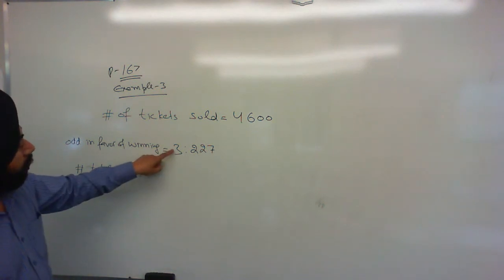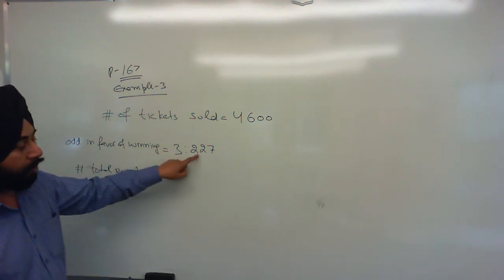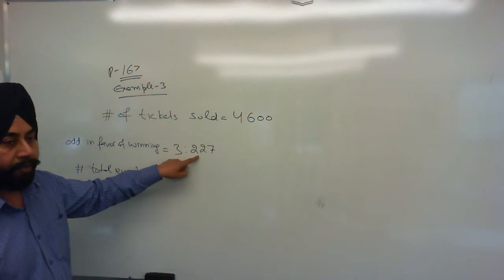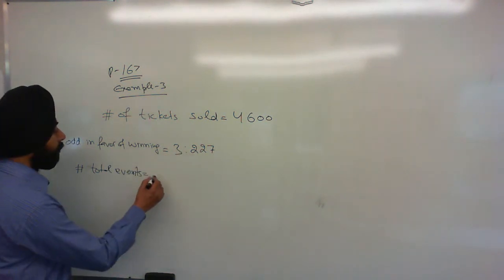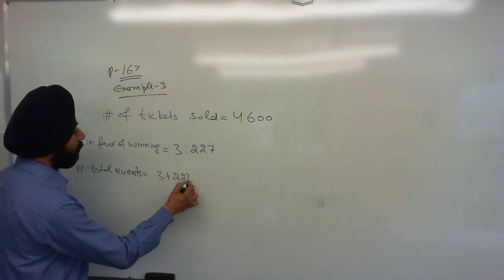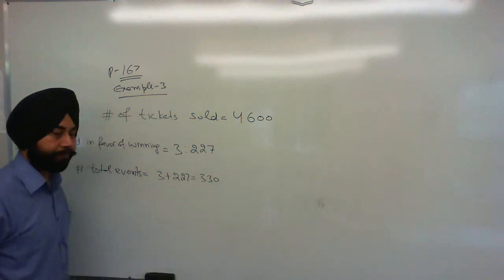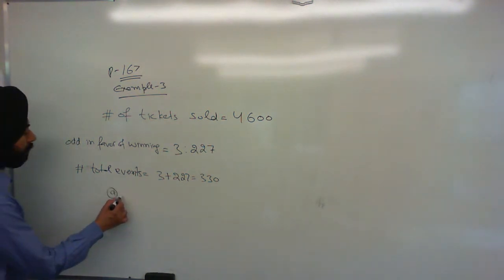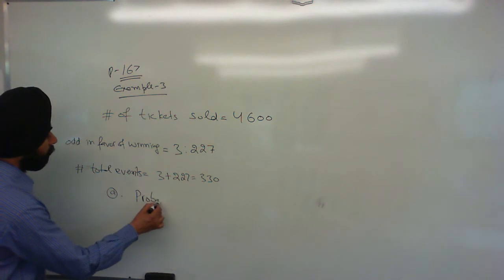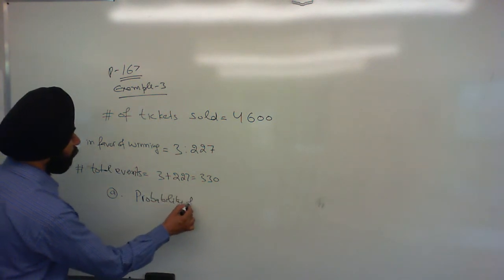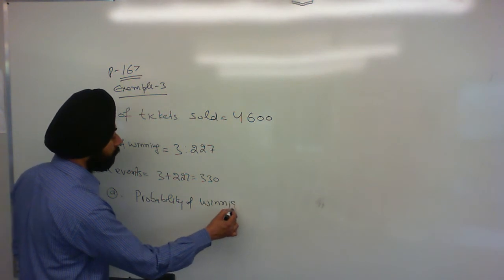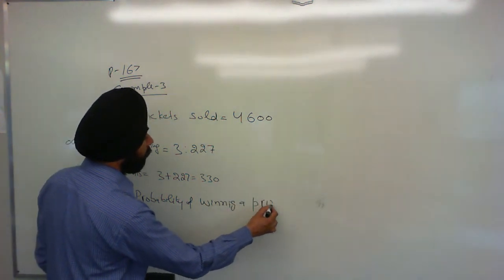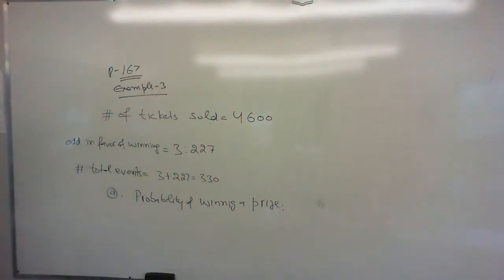Because this is the odds in favor of winning a prize and this is the odds against winning a prize. So the total number of events will be 3 plus 227. That's 330. Right? Now read the question. What's the probability of winning a prize? First question is, you have to find the probability of winning a prize. 3 out of 330.